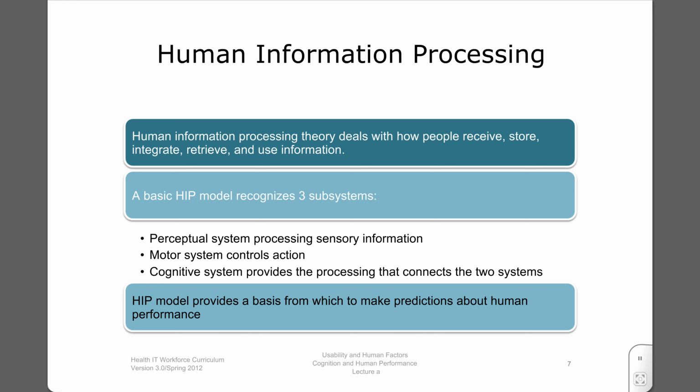Human information processing theory deals with how people receive, store, integrate, retrieve, and use information. The basic model recognizes three subsystems. The perceptual system processes incoming sensory information. The motor system controls action and physical behavior. The cognitive system provides the processing that connects the two systems. We are going to briefly deal with different dimensions of these subsystems.